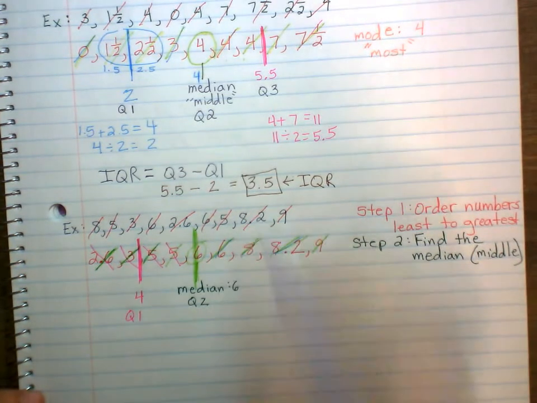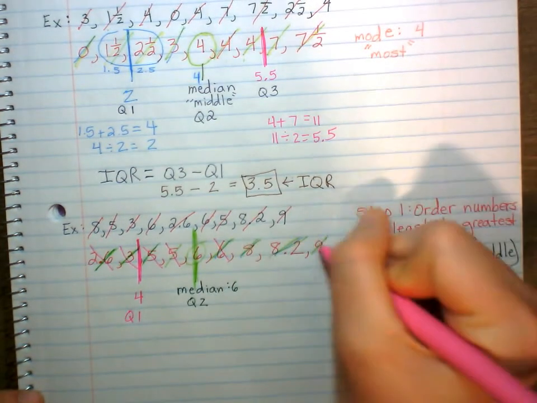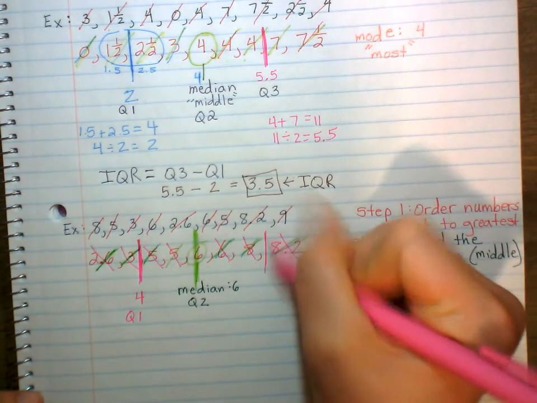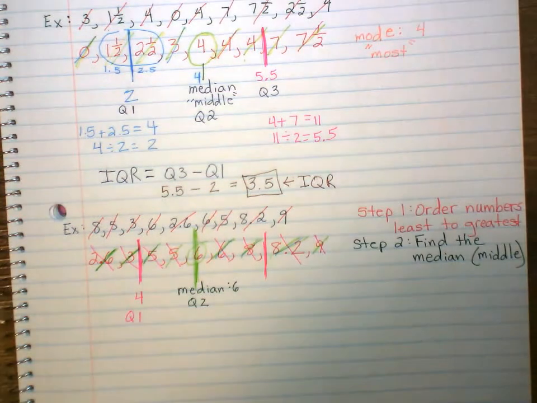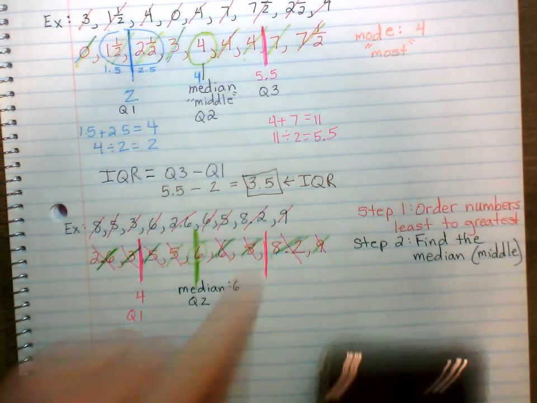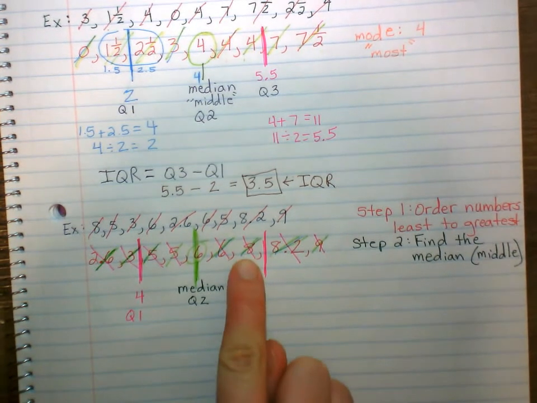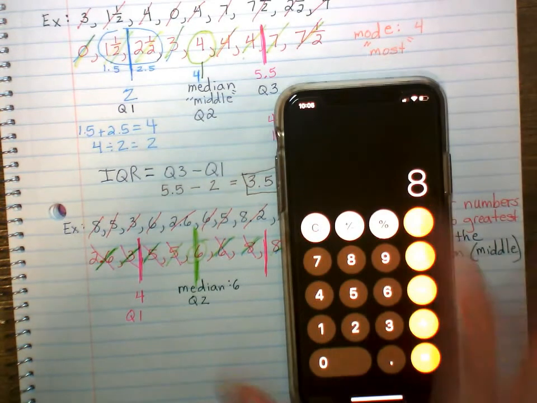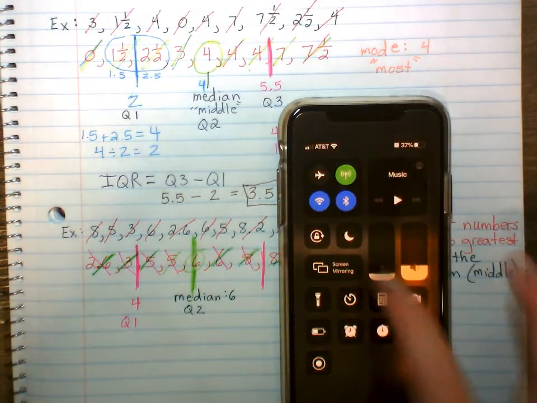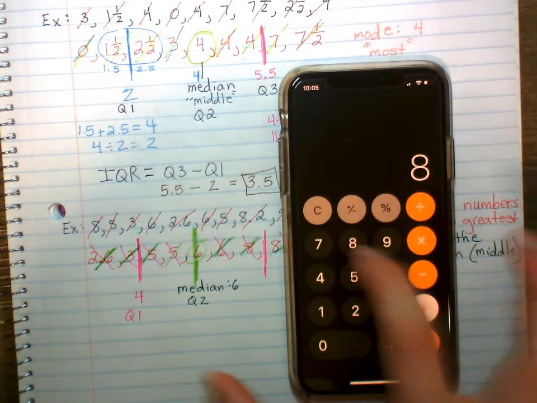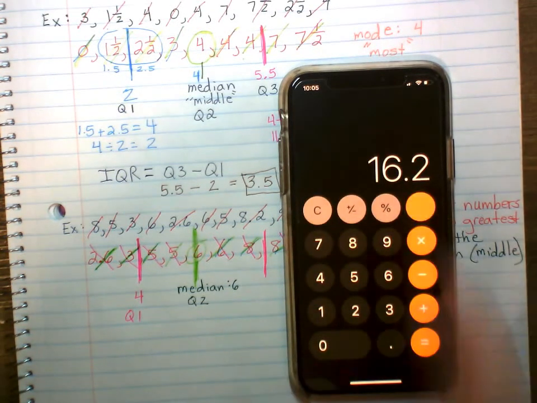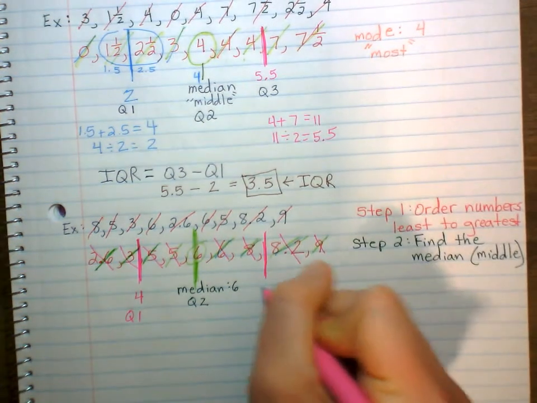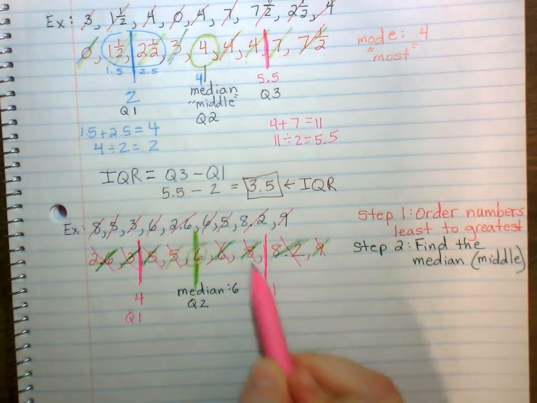So we cross out 6 when we cross out 9. We cross out 8 when we cross out 8.2. So what comes directly between 8 and 8.2? You might know it, you might not. If you don't know it, you add up. You do 8 plus 8.2, and then divide by 2. And it should be 8.1. Okay, so 8.1 comes directly between 8 and 8.2.